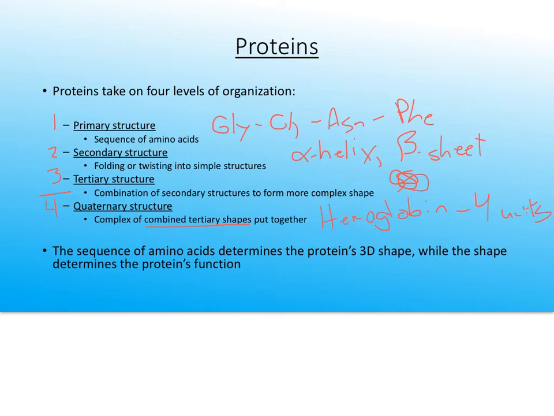Now, all the way at the bottom here, the primary structure, the sequence of amino acids, determines the protein's 3D shape, and the shape determines the function. Structure and function. Shape is so important. We talked a little bit about how an enzyme has to be the right shape. Any kind of protein has to be the right shape. So if any level of structure here gets messed up, the protein is not going to function anymore.